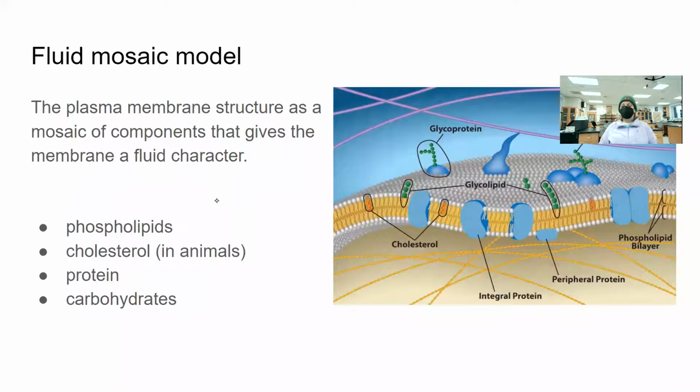So now, instead of using the sandwich analogy, we're going to talk about the fluid mosaic model. This is telling us that the plasma membrane is a mosaic of a lot of different components. These are phospholipids. Remember how cool phospholipids are.